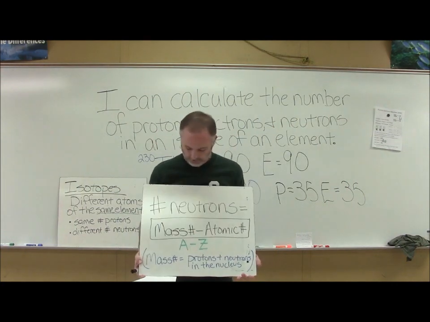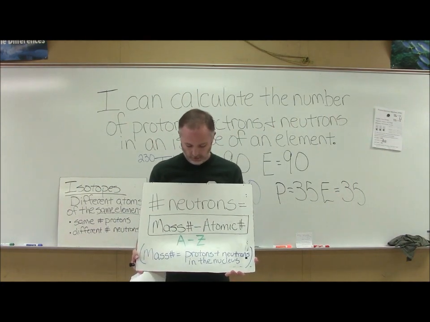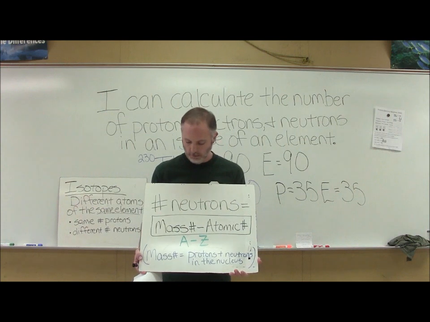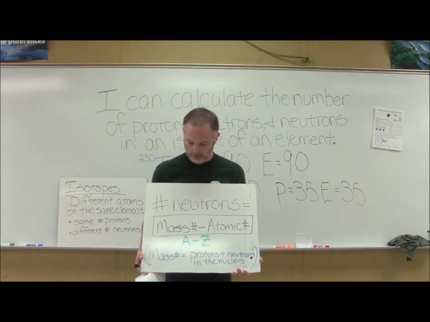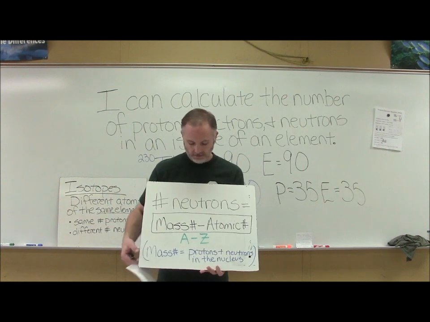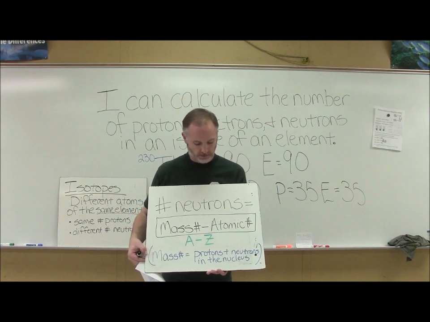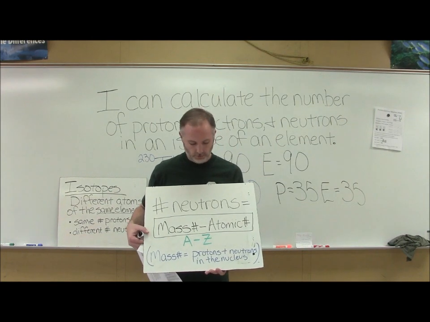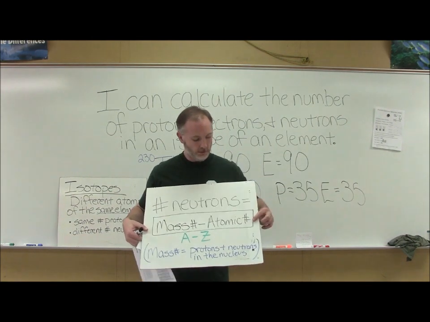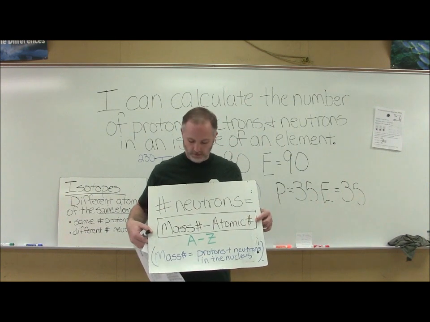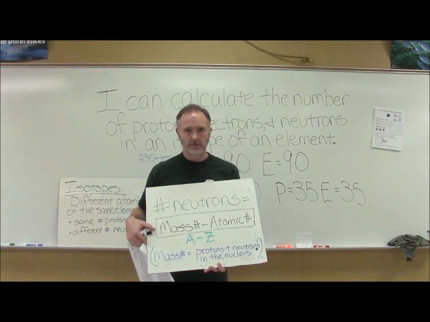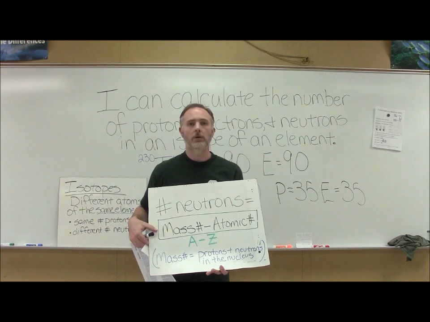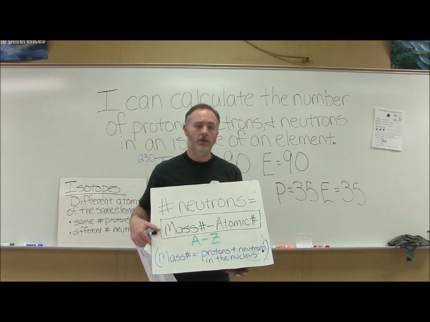All right, now for the last thing, calculating the number of neutrons. For number of neutrons, we have to have a mass number. And remember, mass number is the number of protons plus neutrons in the nucleus. So to calculate the number of neutrons, we already know the atomic number, the number of protons. We're going to take the mass number A and subtract Z from it, and that will give us our number of neutrons. Here, let me show you.